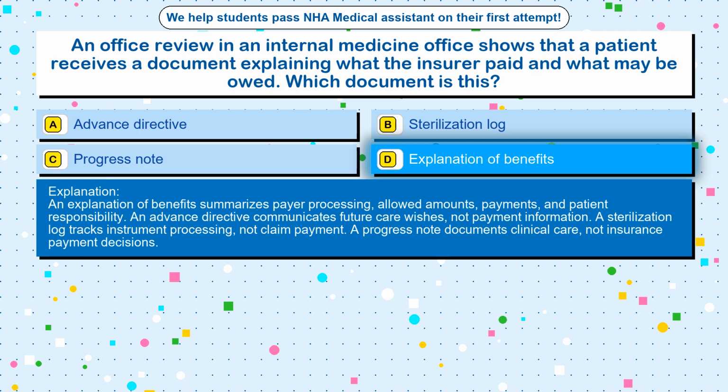An explanation of benefits summarizes payer processing, allowed amounts, payments, and patient responsibility. An advance directive communicates future care wishes, not payment information. A sterilization log tracks instrument processing, not claim payment. A progress note documents clinical care, not insurance payment decisions.